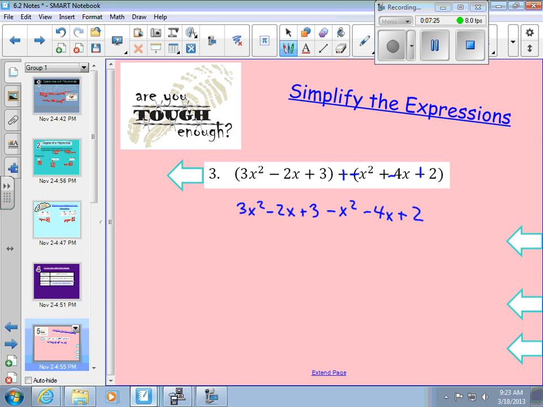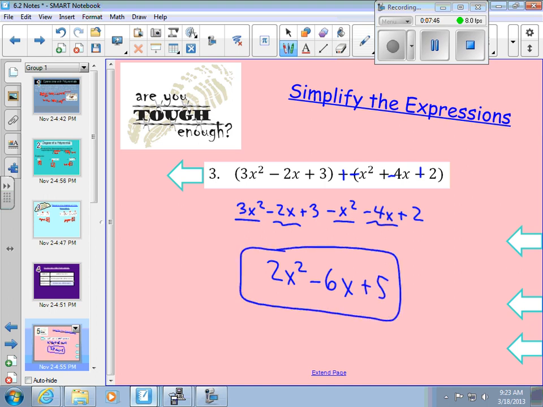Now we combine like terms. So these two x squared terms we're going to add. 3x squared plus negative x squared is 2x squared. These two are like terms, so we're going to add those, negative 6x. And finally, our two constant terms, 3 and 2, add those, you get 5. And that's the addition. So subtraction, you want to change it to addition by adding the opposite.